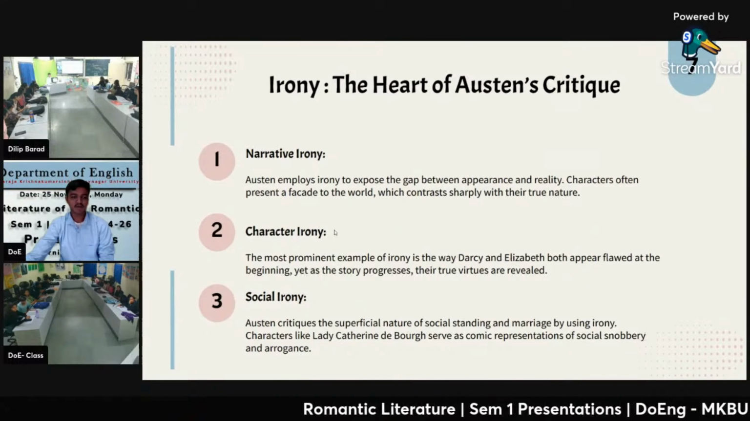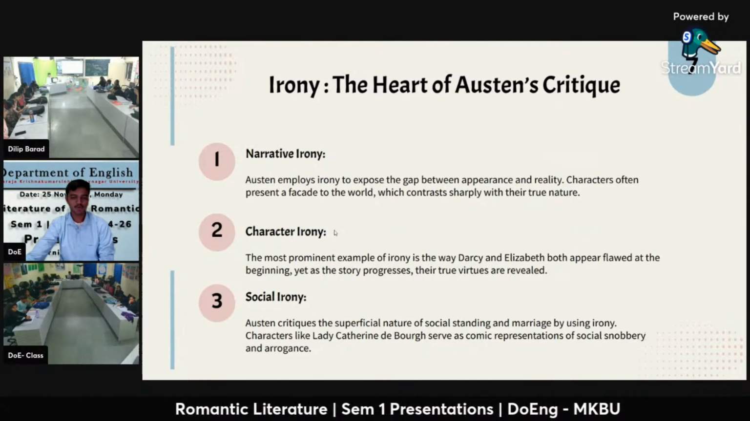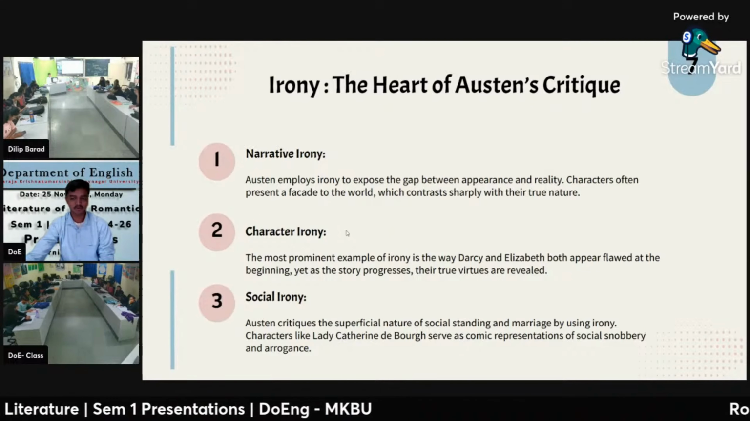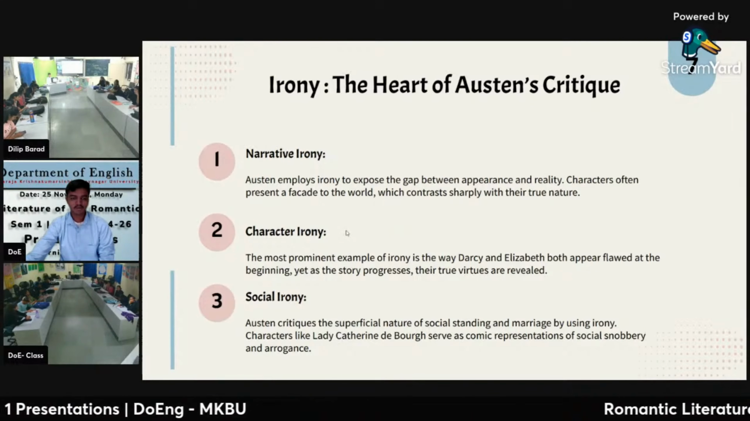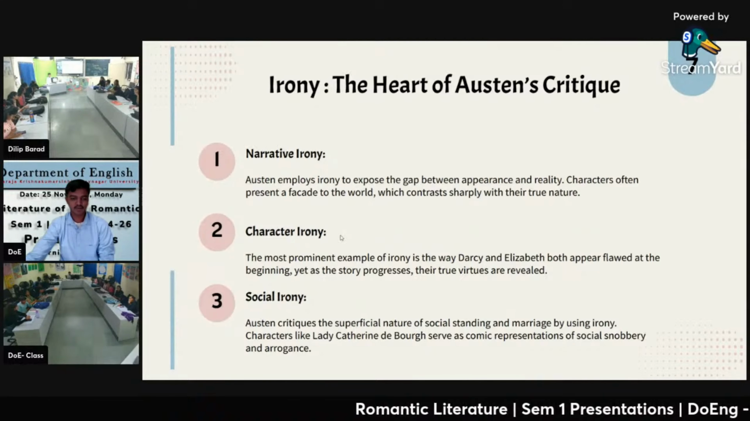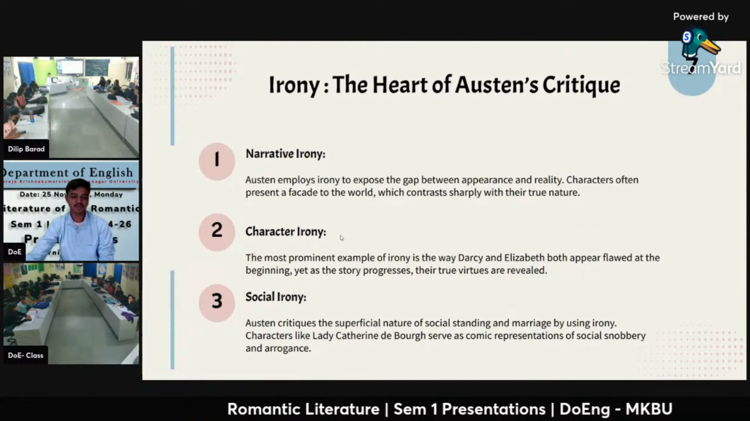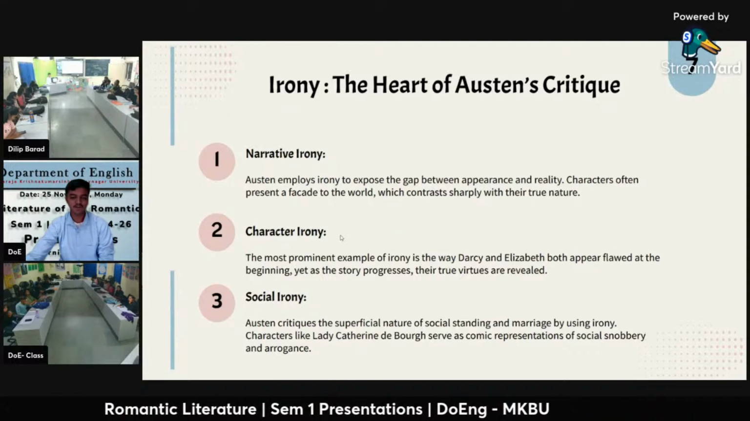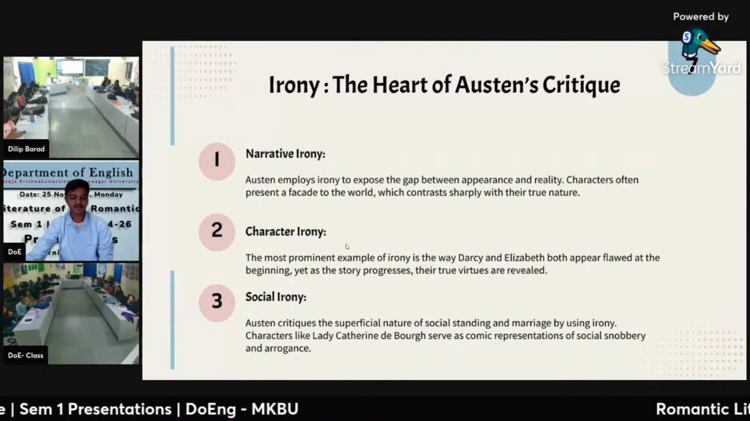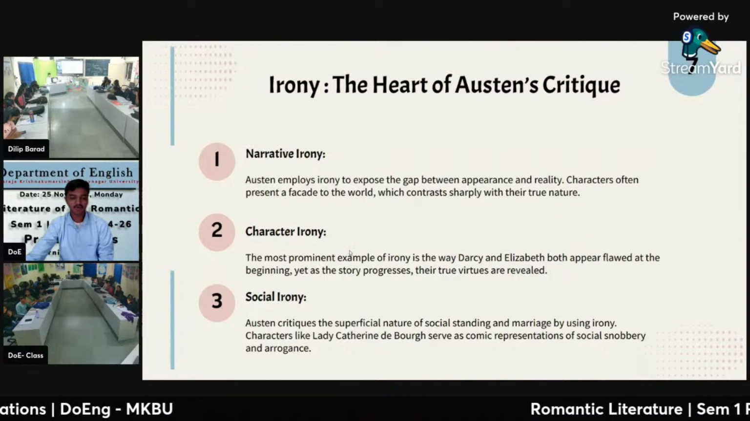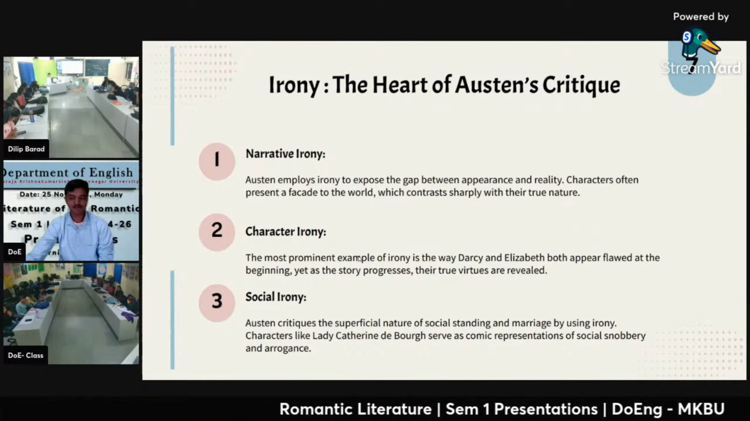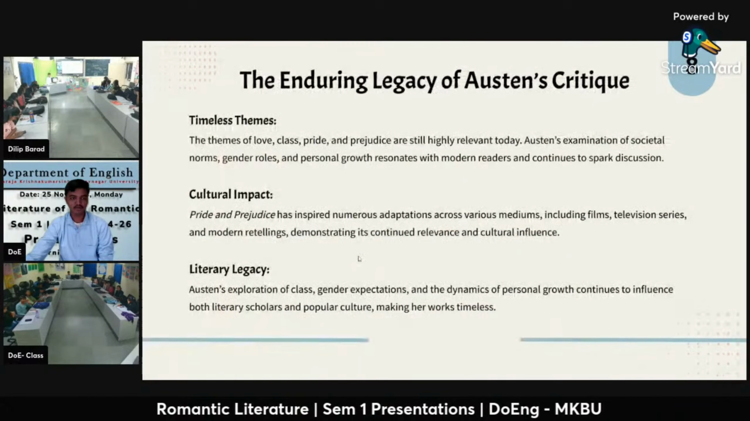Second is character irony. The most prominent example of irony is the way Darcy and Elizabeth both appear flawed at the beginning, yet as the story progresses, their true virtues are revealed. Third is social irony. Austen critiques the superficial nature of social standing and marriage by using irony. Characters like Lady Catherine de Bourgh serve as the comic representation of social snobbery and arrogance.